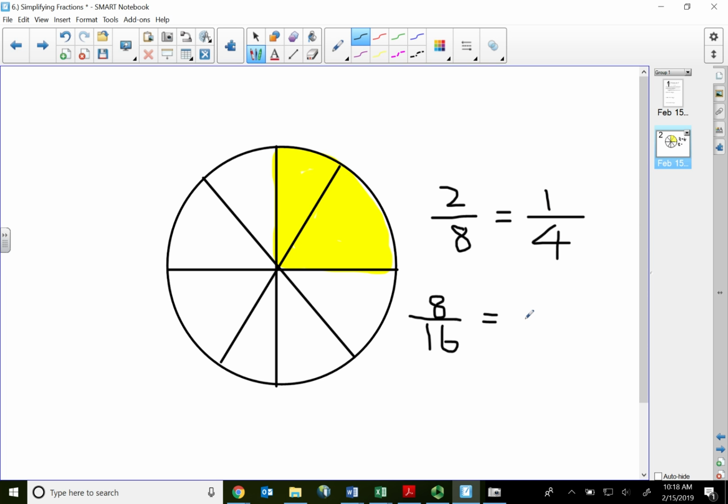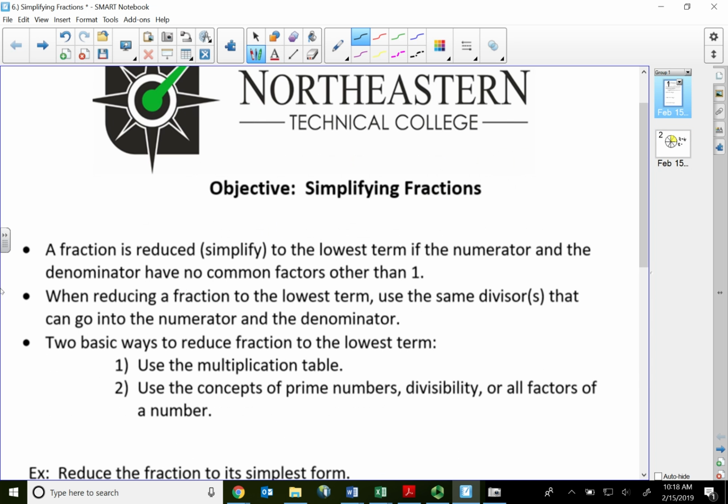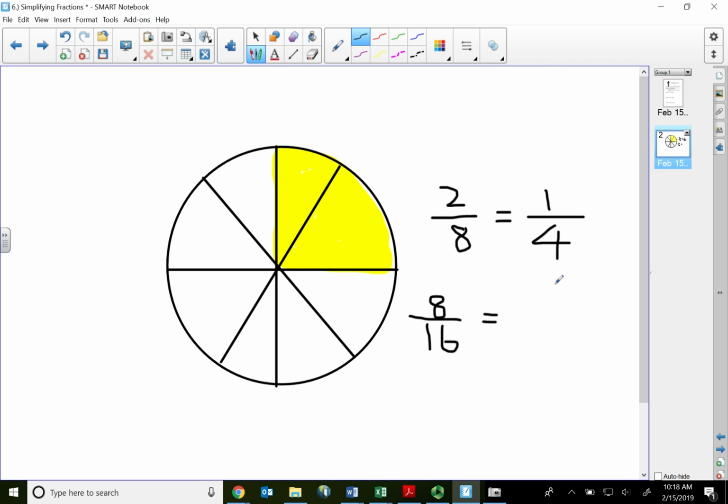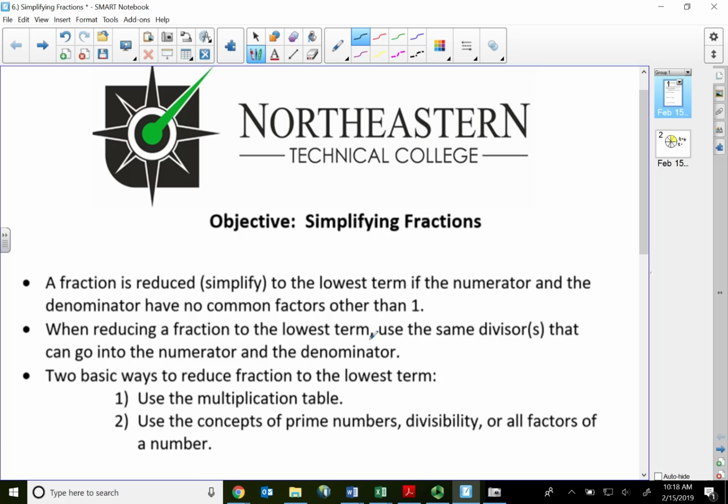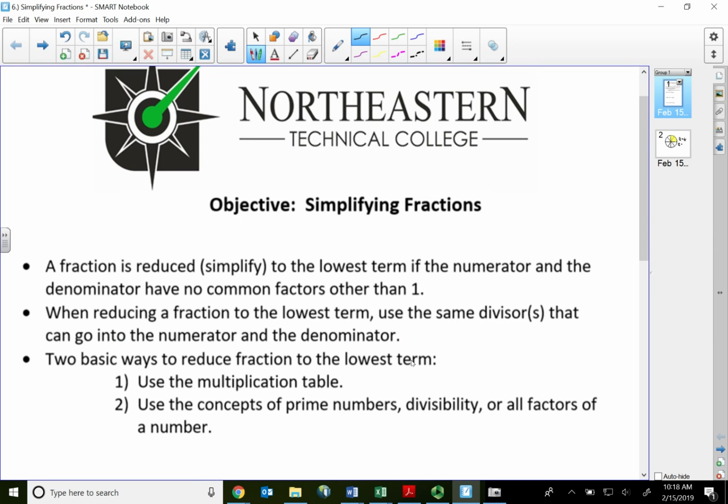So when it comes to reducing or simplifying fractions, we're actually trying to reduce our number down to its equivalent, the simplest form. A fraction is reduced or simplified to the lowest terms if the numerator and the denominator have no common factors other than 1, just like my 1 over 4. There's no other common factor other than 1. When reducing a fraction to the lowest terms, use the same divisor, the same number that can go into the numerator and the denominator at the same time.